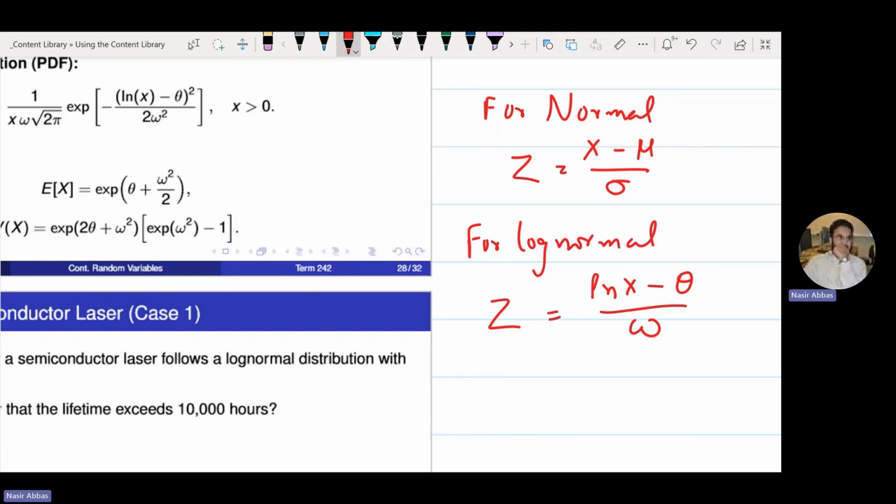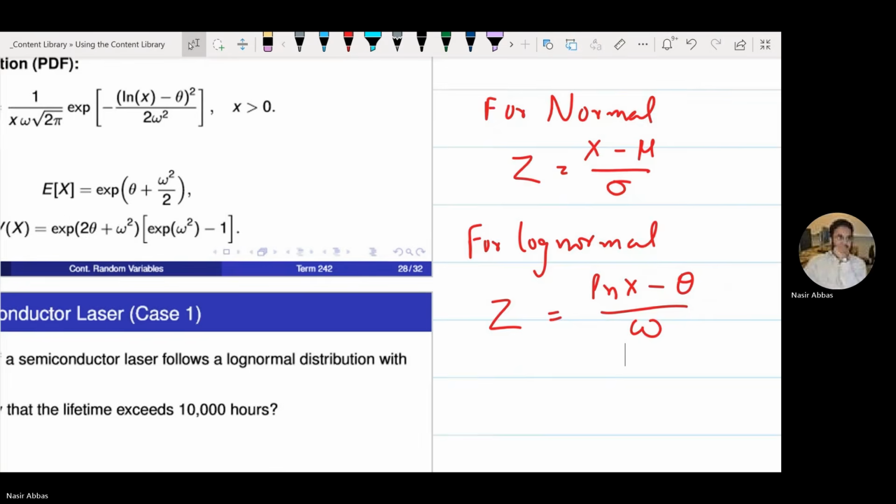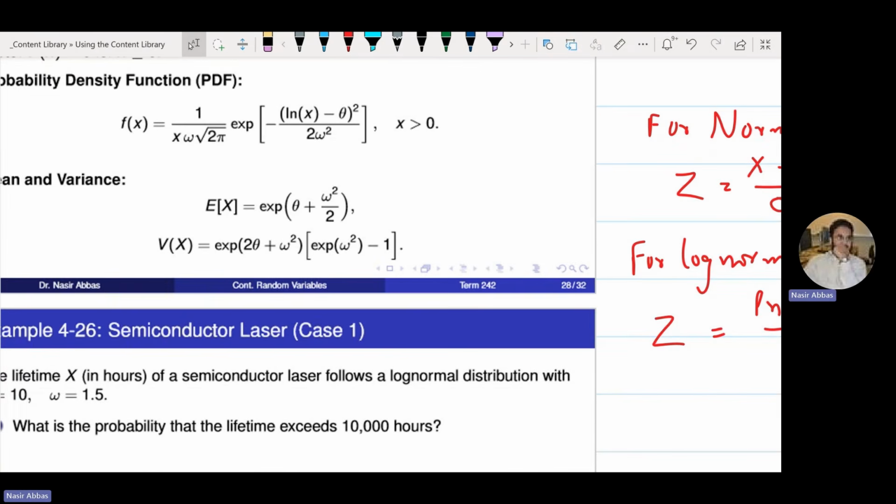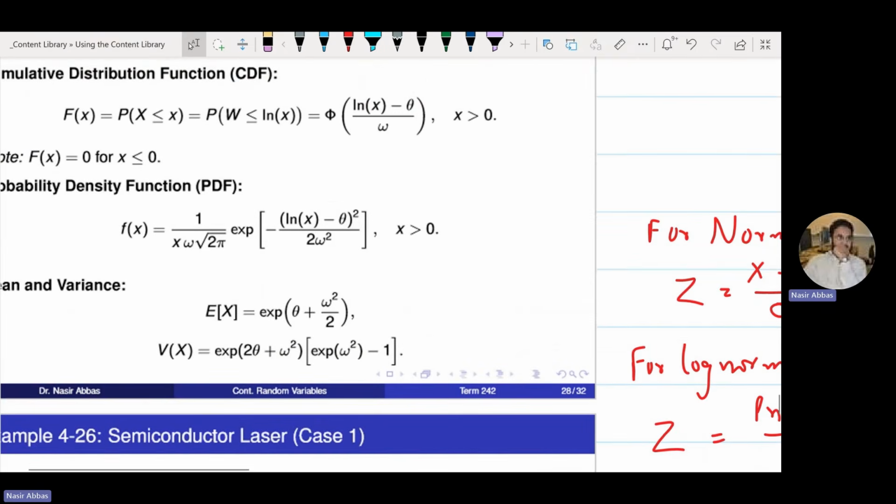Now we might not give you theta and omega directly. We might give you mu and sigma of log normal and ask you indirectly to find theta and omega. How? Solve these two equations. I will give you mu equals, let's say 10, and sigma equals, let's say 1.5. You have to solve these two equations to get theta and omega. Once you have theta and omega, you will plug into this standardization formula to convert the question into Z.